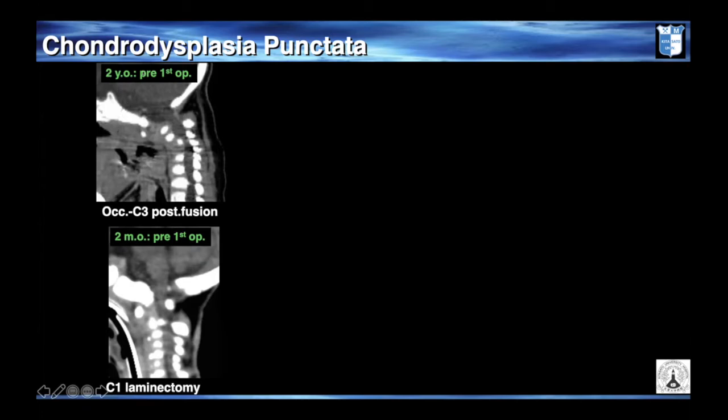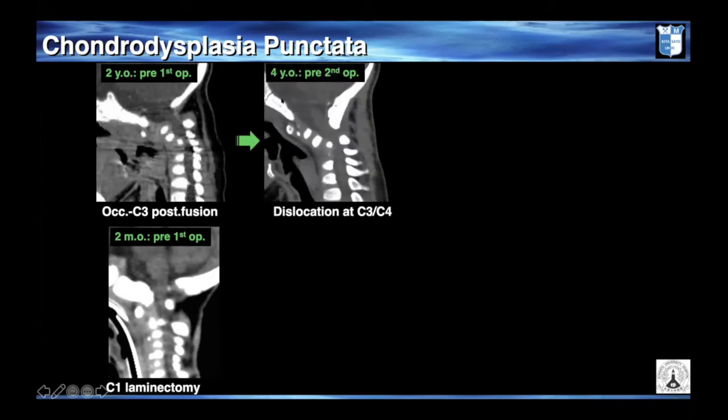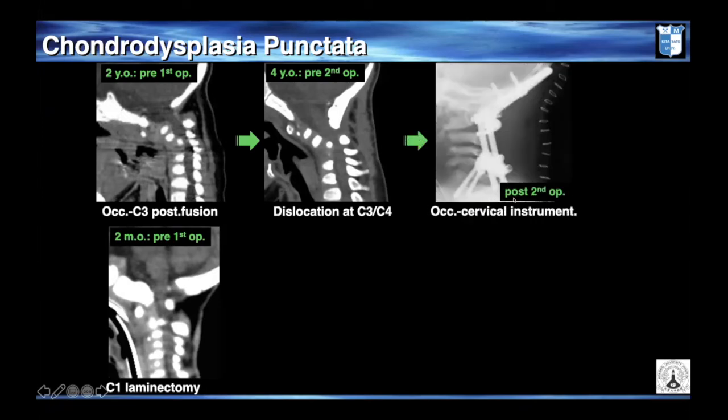This patient's first surgery was at 2 years old. This is before the first surgery. And that is an oxytocin posterior fusion in this case. What happened is that 4 years before the second surgery, there was a dislocation at C3-C4, the adjacent segment of the fixation. So I did the oxycervical instrumentation like this, and articular screws are placed here.